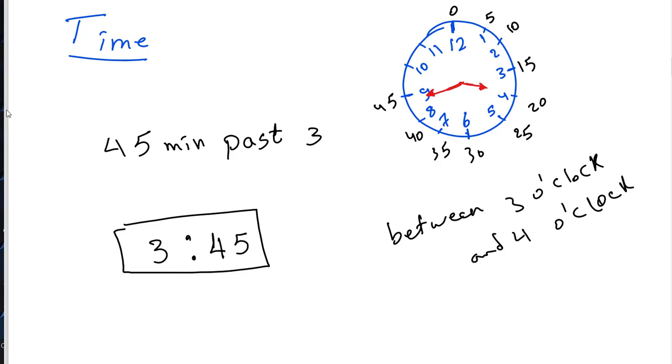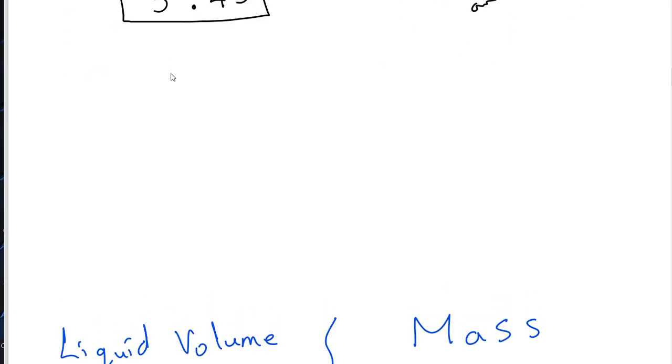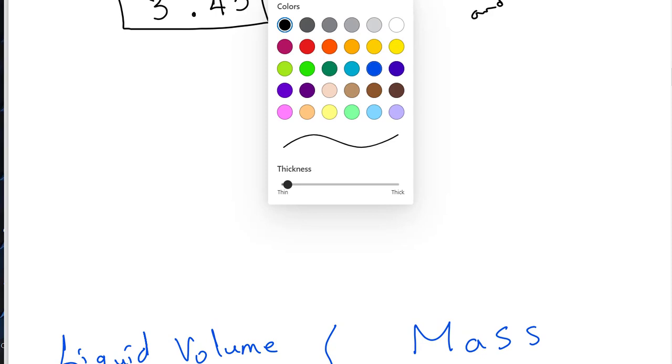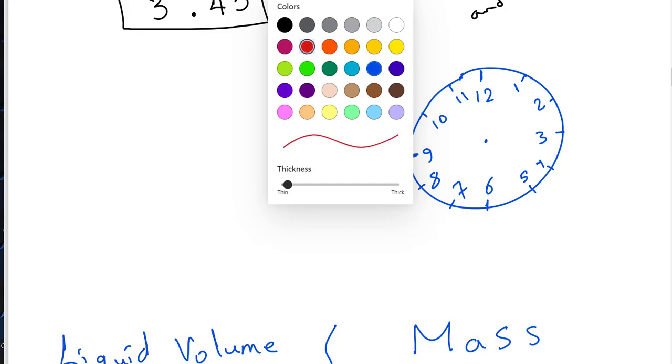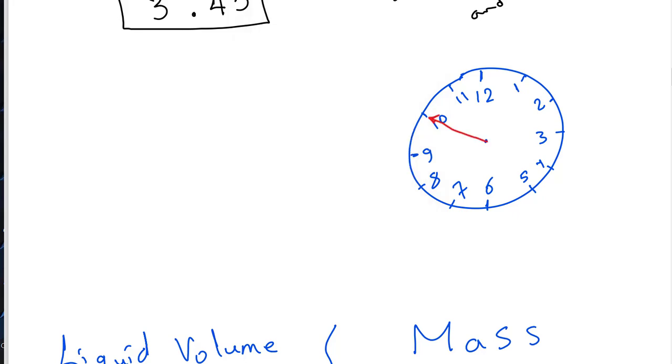Now I will draw another one, and I want you this time to read it. I will draw another one down here. I will not draw everything, just 12, 6, 3, 9, and let's make this the 10, and make this one between 2 and 3. Okay, let's complete it: 1, 2, 3, 4, 5, 6, 7, 8, 9, 10, 11. This is the long hand, and make the short hand pointing here.